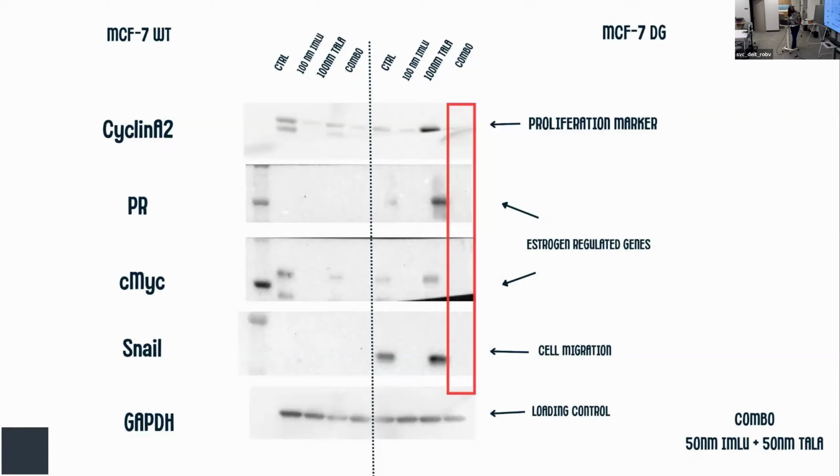At the top, we have our proliferation marker, which was cyclin A2, our estrogen regulated genes, PR and CMYC, and our SNEL, which is our cell migration. And then at the bottom, our GAPDH, which is our loading control. You can see in the combo lane at the very, very end, it looks pretty clear there. That means there's no protein detected there, which means that in turn, our combo of imlunestrant and talazoparib work to remove the protein.